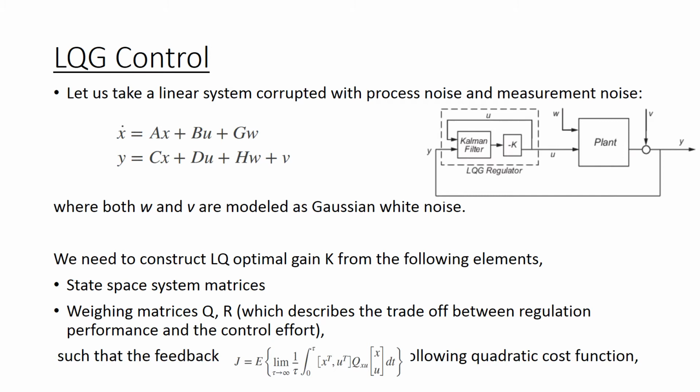In this case, the process noise and the measurement noise are Gaussian white noise processes with covariance matrices sigma W and sigma V. Our aim here is to get a regulator which would minimize the quadratic cost function again, but here the quadratic cost function is an expected value, as we can see here from the diagram.